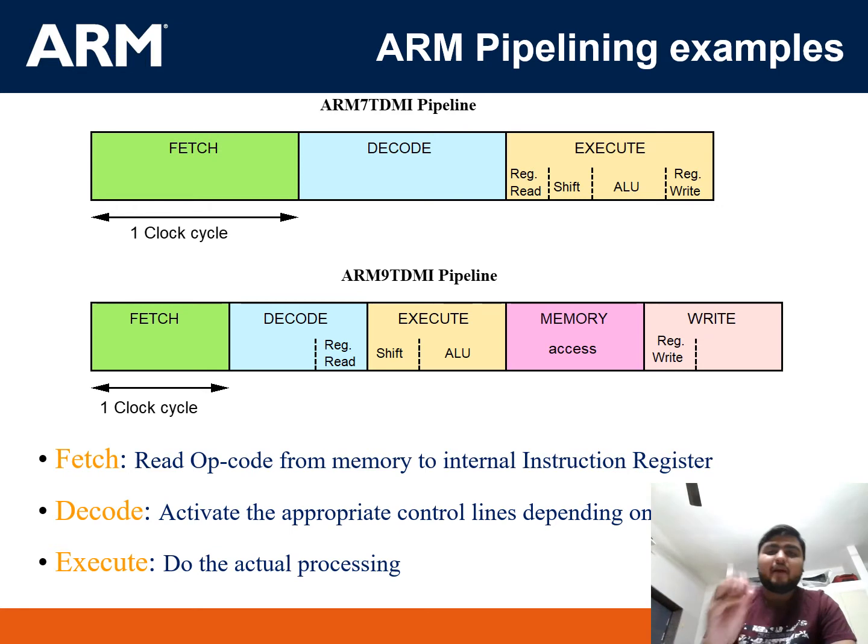This is, madam, an ARM pipelining example. Fetch, decode, execute. What is fetch? Read opcode from memory to the internal instruction register. What does decode do? Decode activates the appropriate control lines depending on the instruction. Execute. What is execute? It does the actual processing.